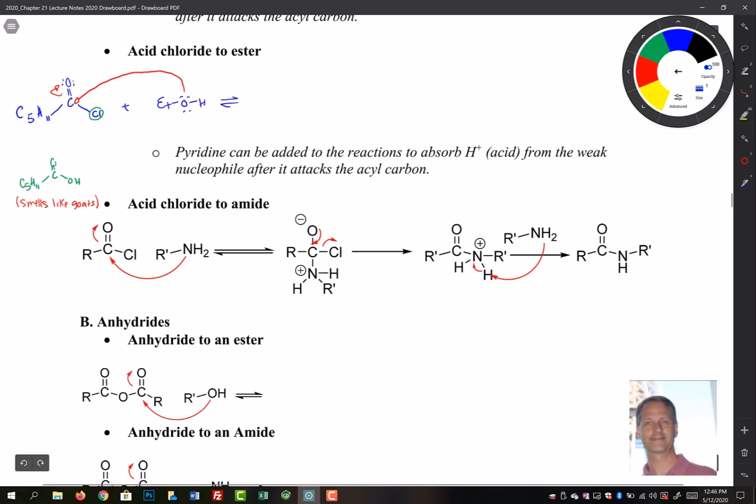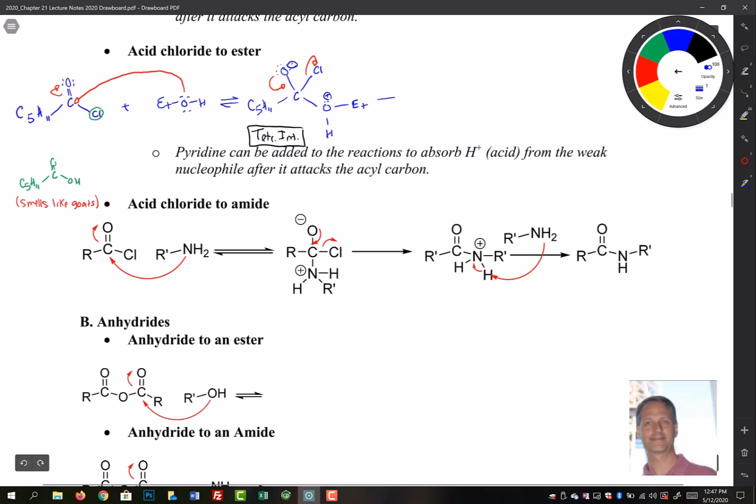So we're going to get another tetrahedral intermediate here. It'll be our C5H11 carbon. Right now that's an oxygen with a minus charge there. Here's our chloro group, and then we have our OEt with an H down here and a plus charge. So you can guess what's going to happen here. There's your tetrahedral intermediate again. These are very similar reactions, so we're going to come over and kick off the chloride.